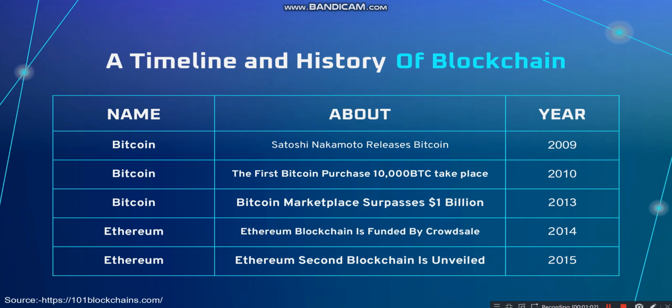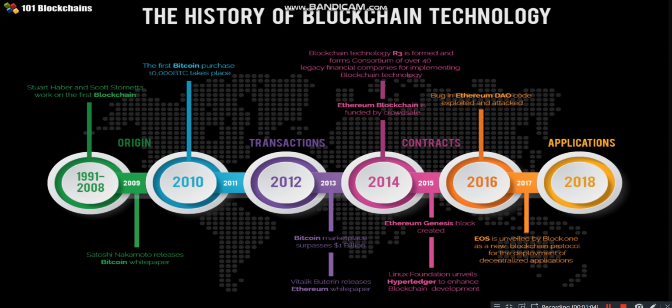So what was the transaction? On 22 May 2010, a developer bought two pizzas from the famous pizza franchise Papa John's for around 10k bitcoins, which were worth around $41 at that time. As of today, the value of these 10k bitcoins is 62 crore 91 lakh 61,000 USD. In 2013, the market cap of Bitcoin crossed $1 billion. In 2014, the Ethereum blockchain was funded, and in 2015, the Ethereum blockchain was released. Here you can see it in detail.